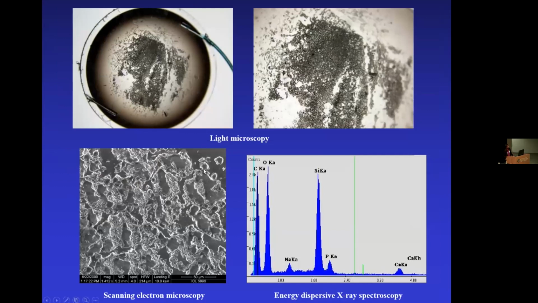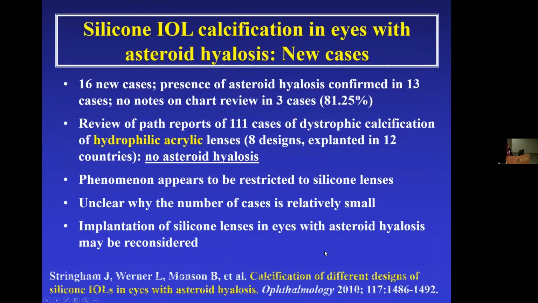And again, the same aspect, sometimes the plaque has a very strange morphological appearance, but then you confirm the presence of calcium and phosphate, phosphorus within that. And here, I highlighted that in these last 16 cases, we confirmed the presence of asteroid hyalosis in almost all of them. And sometimes you have to ask the ophthalmologist to really take a look because the degree of asteroid hyalosis can be quite minimum.